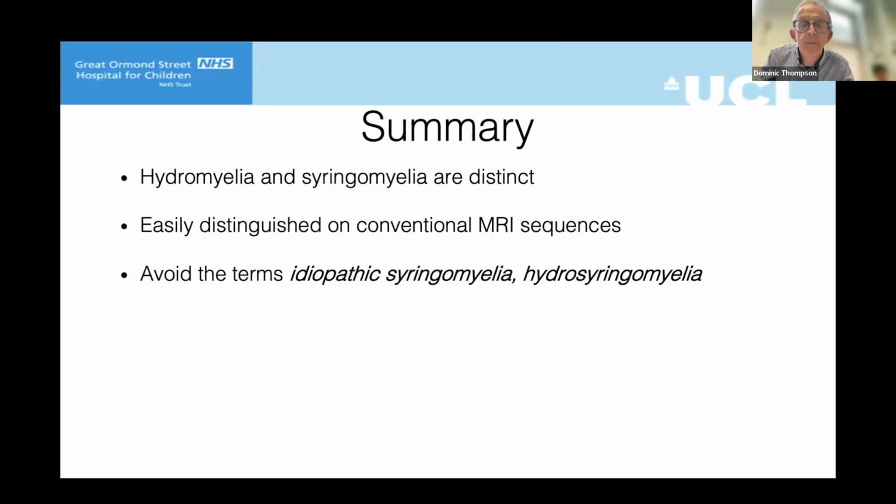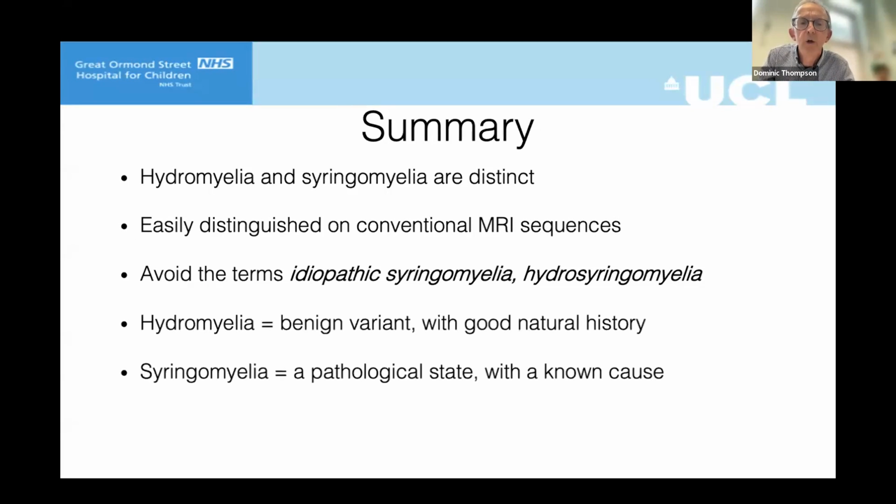So to summarize, I would argue that hydromyelia and syringomyelia are radiologically and pathophysiologically very distinct entities, and that they can, in the vast majority of cases, be easily distinguished on conventional MRI sequences without having to do flow studies or anything like that. And I think you should avoid the terms idiopathic hydromyelia or hydrosyringomyelia, because I think it just confuses rather than illuminates.